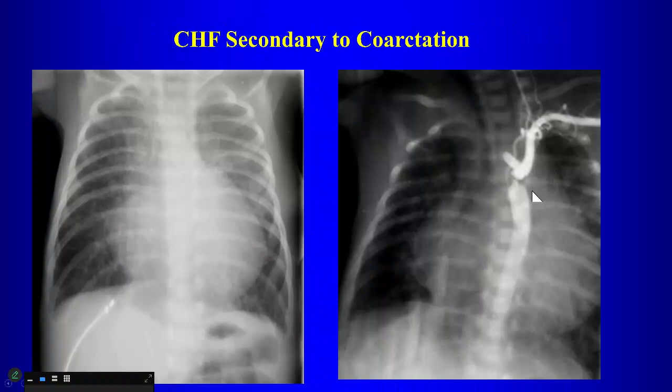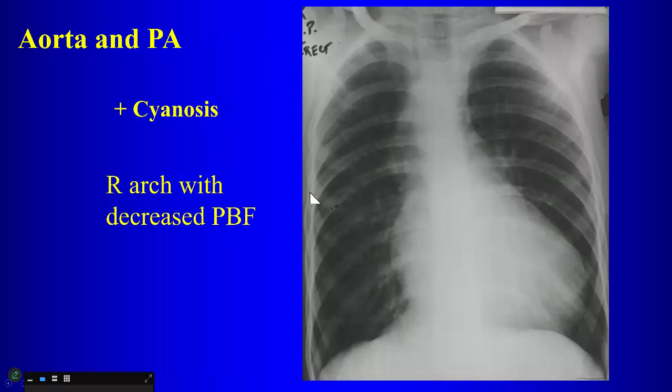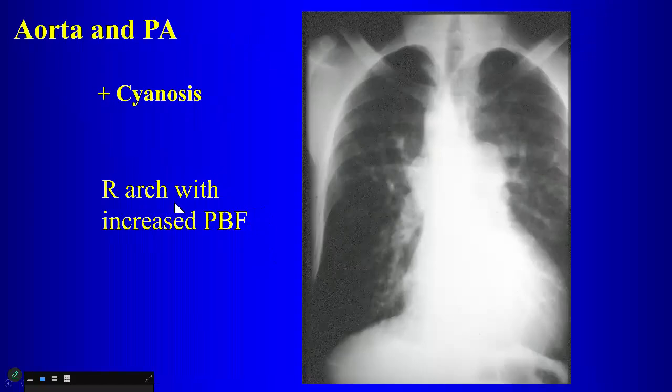So severe coarctation, of course, the heart gets big, fails, pulmonary edema. They don't get cyanosis though, but they will have a big heart and pulmonary edema. Okay? Aorta and pulmonary artery, sometimes you can hit a home run if you notice this. So the pulmonary vascularity here is decreased, but the patient has a right aortic arch. So what lesion do we think about? Tetralogy of Fallot, right.